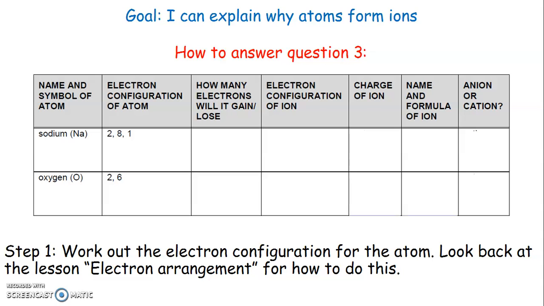Okay. So step number 1 here, you need to work out the electron configuration for the atom. Okay, and you can look back at the lesson electron arrangement for how to do this. Okay, now without going back to that lesson, I'll tell you what to do here. So first of all, you need to have a look at the periodic table. And the reason why we want to have a look at the periodic table is because we want to know what is the atomic number, right?